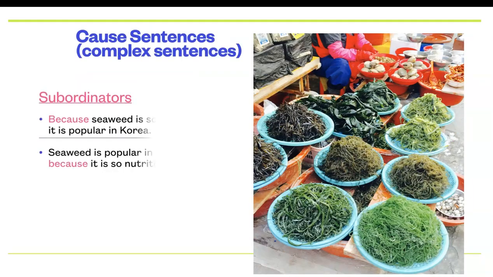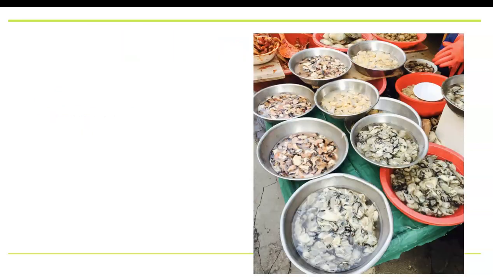Next, we have complex sentences using a subordinator. If we start with the subordinator in the sentence, we need a comma. For example, we have the sentence that says, because seaweed is so nutritious, comma, it is popular in Korea. And if we put the subordinator in the middle, we don't need that comma. Seaweed is popular in Korea because it is so nutritious.